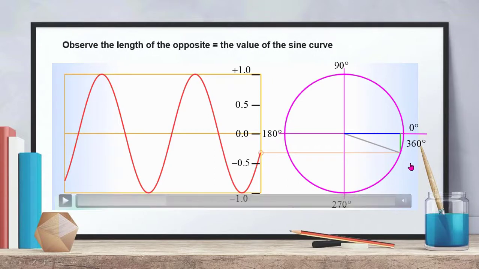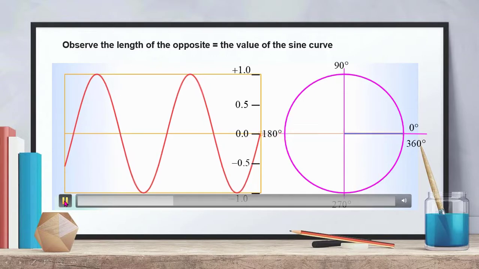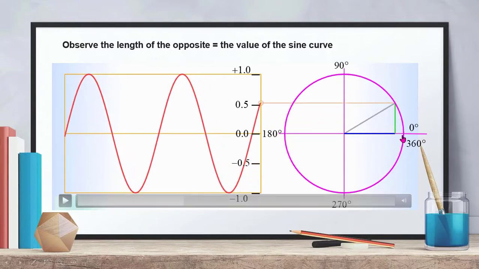Notice the length of the opposite side is equal to the value of the sine curve. Watch again. This length is almost 0.5, and the value of the curve is also somewhere around 0.5 according to this scale.